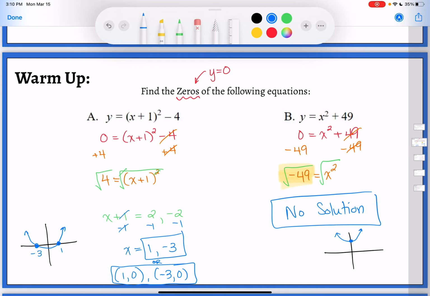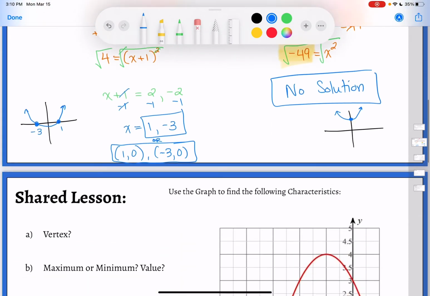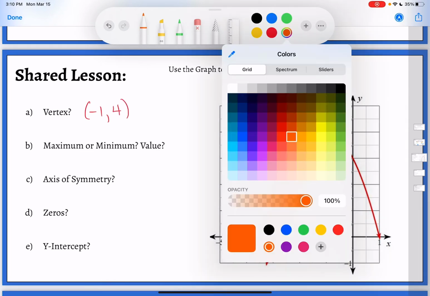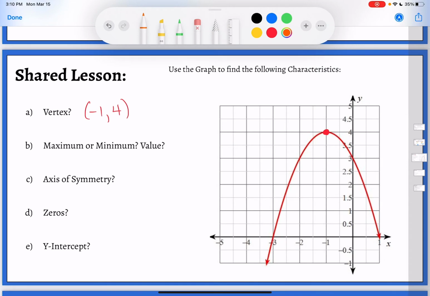All right, quick review of the hardest parts, I think, from yesterday. So now let's take a look at putting all the pieces together. So here's a graph, and I'm going to find all the things we talked about yesterday from this same graph. So the first thing they're asking us for is the vertex. So here I can find that turning point, and it looks like the coordinates of my vertex would be (-1, 4). Hopefully it's pretty easy to pick out from the graph. Next one says, is it a maximum or a minimum? Well, I can see that my parabola is opening down, so I would have a maximum.